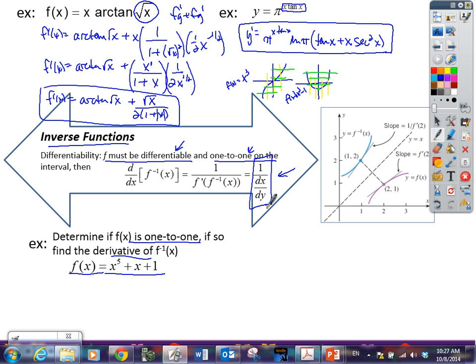So let's determine first if it's 1 to 1. So we would take the derivative. So f prime of x is 5x to the 4th plus 1. We would want to set it equal to 0, so we could set up our sign chart. If we solve for x, we're looking for the zeros of our derivative. Are there any zeros? There are no zeros. That's imaginary. We can't do that.